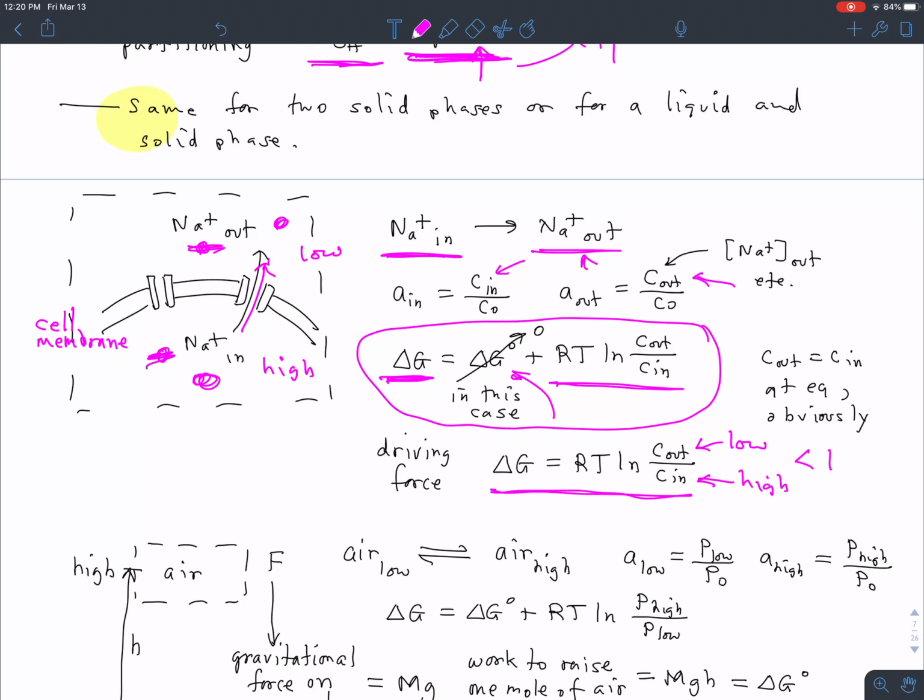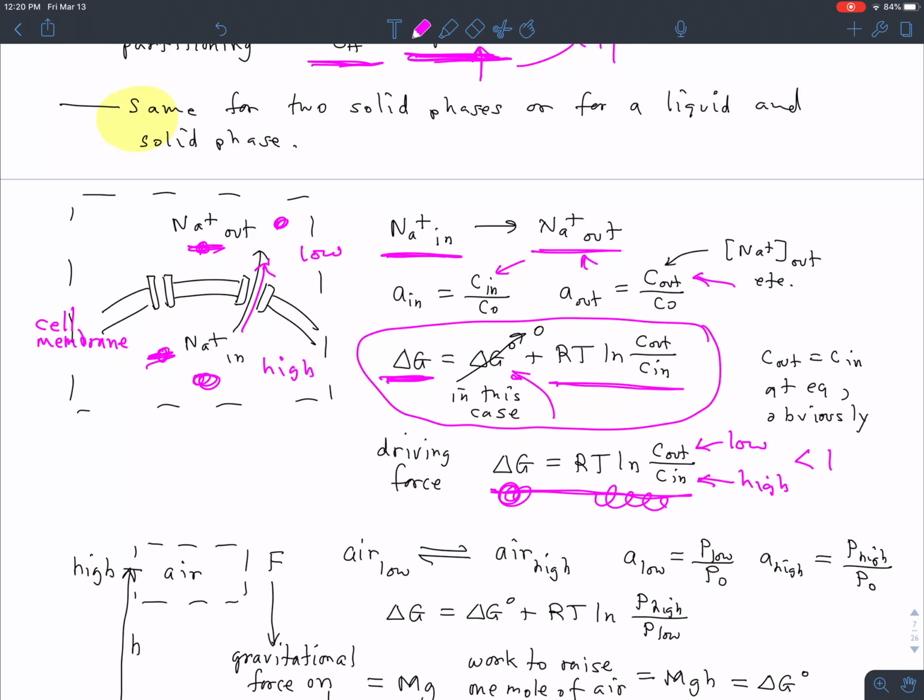We'll see that in a more important example in Chapter 11 when we talk about electrochemistry. This will generate an electrochemical force, in fact, in this case. But for the moment, we just note that anytime there's any kind of concentration difference between two regions of space, then there will be a delta G, a driving force, that tries to even out those concentration gradients.